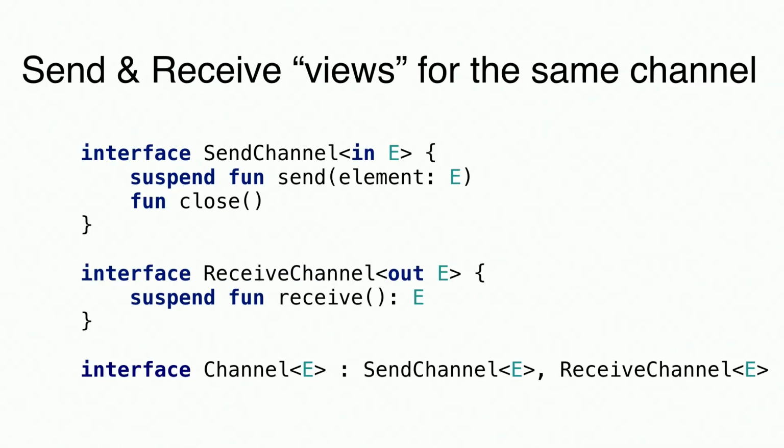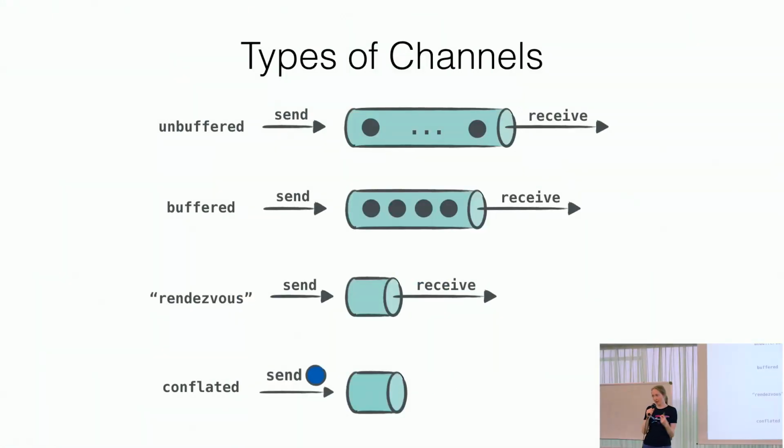Send and receive functions are defined as suspend functions, so it uses this mechanism of suspension. And also there are two different interfaces, send channel and receive channel, and you share the same channel with producers as send channel, and you share this channel with consumers as receive channel. So you clearly say which coroutines can only send to it and which coroutines can only receive from it via interfaces.